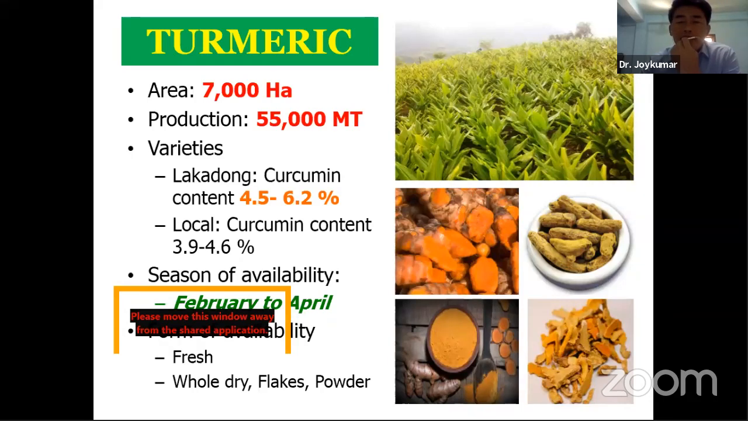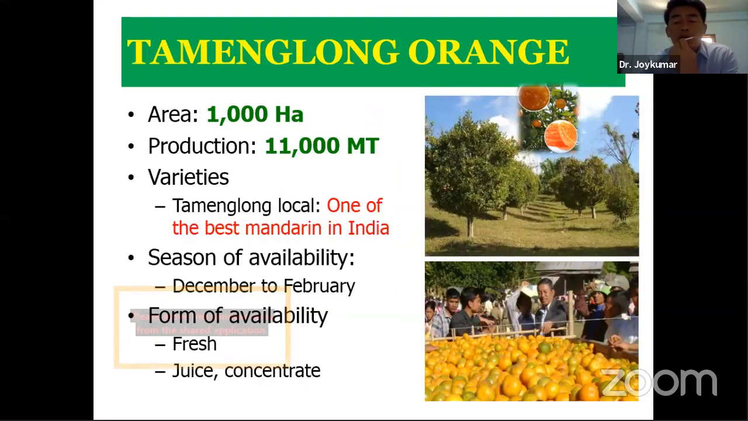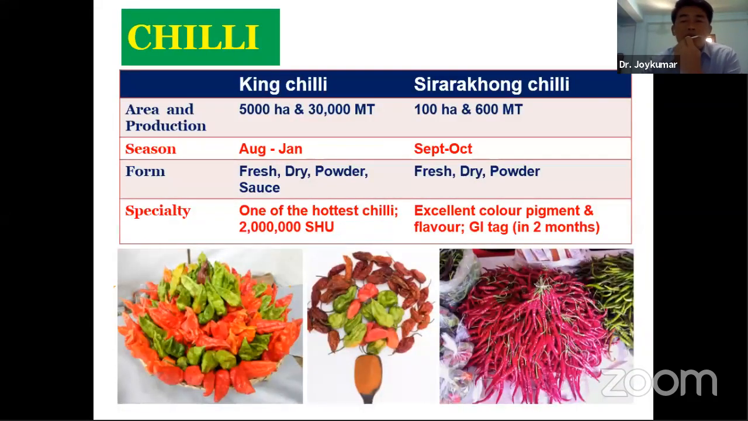Then, as I was thinking about mandarin, or Tamenglong orange, this is also another potential area where one can come up as an entrepreneur, because people say it is one of the best mandarins in India. Like chili, king chili, and we have Hathkora chili also; the northern states have the GI tag. So these are the areas one can think about for becoming an entrepreneur. Otherwise, we cannot compete with the mainland area.